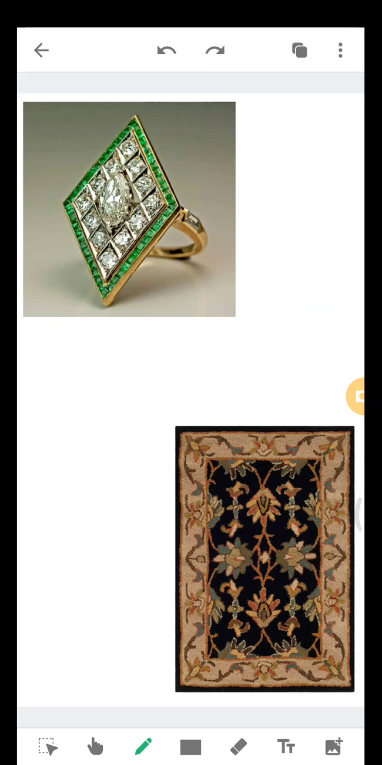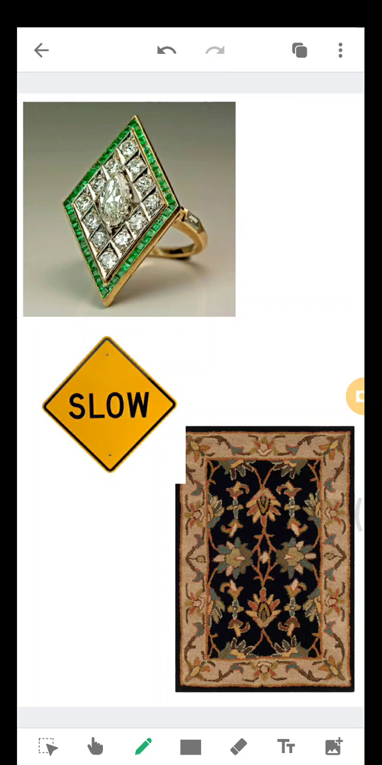Let's have a look at a few more objects from our day-to-day life. The mats which you put at your home, or the rings which girls wear, or the signal boards, the sign boards on the roads like go slow, school ahead, no horn, all those things. So what you observe in all these figures is that they all have four sides, isn't it? This is a four-sided figure, even this is a four-sided figure, this mat is also four-sided.